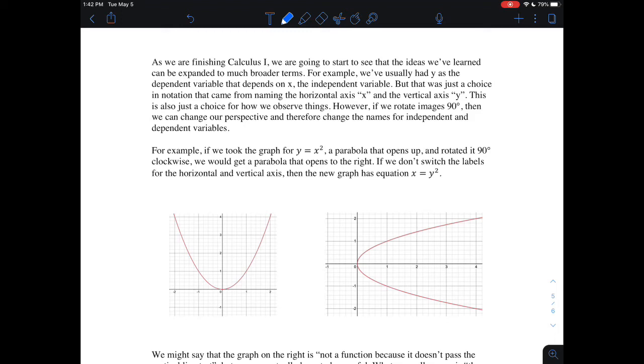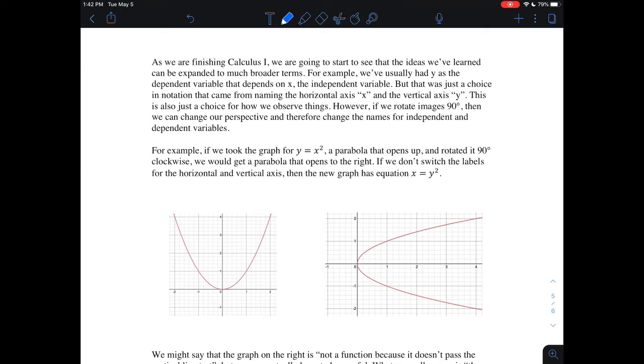So now, as we are finishing Calculus 1, we are going to start to see that the ideas we've learned can be expanded to much broader terms. For example, we've usually had y as the dependent variable that depends on x, which we've called the independent variable. But that was just a choice in notation that came from naming the horizontal axis x and the vertical axis y. This is also just a choice for how we observe things.